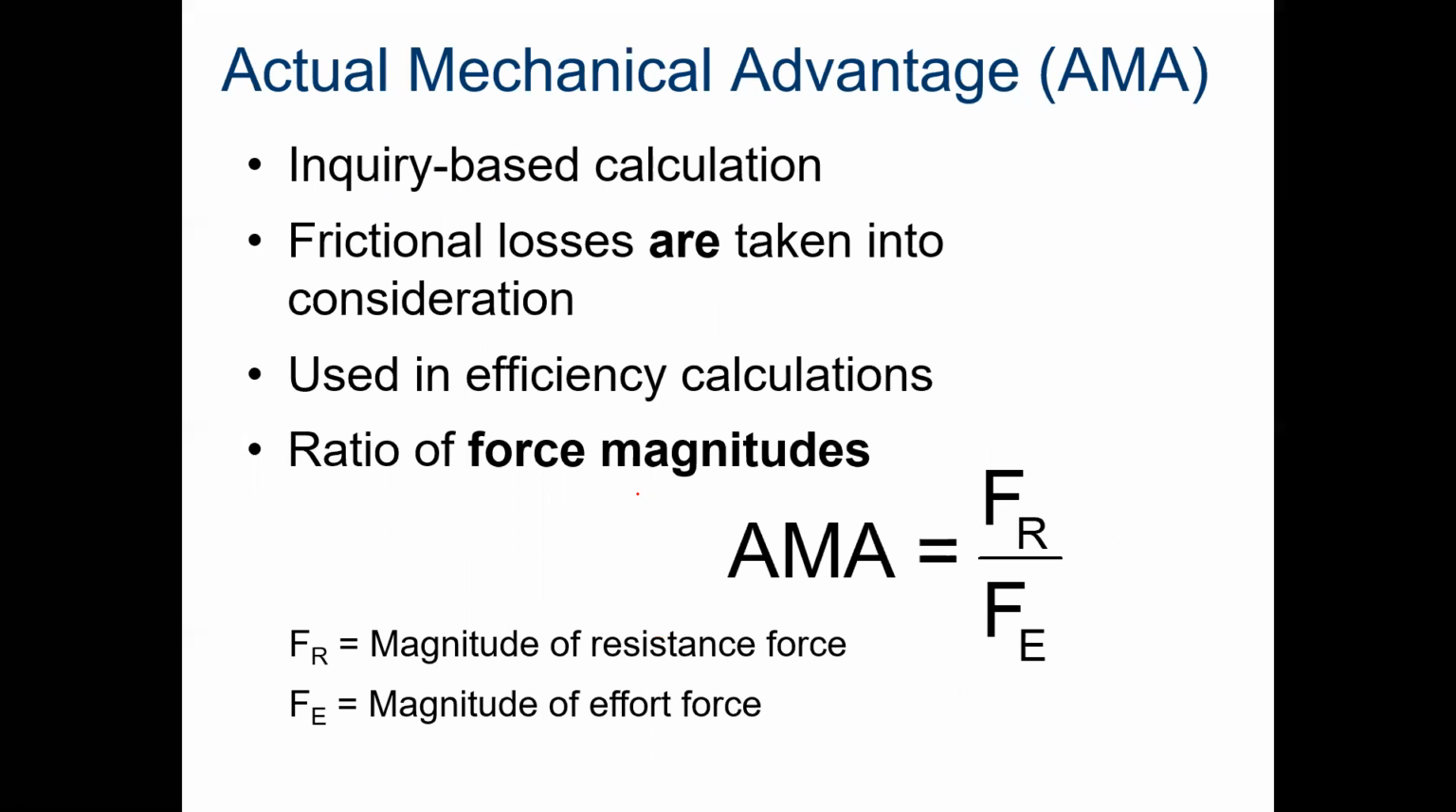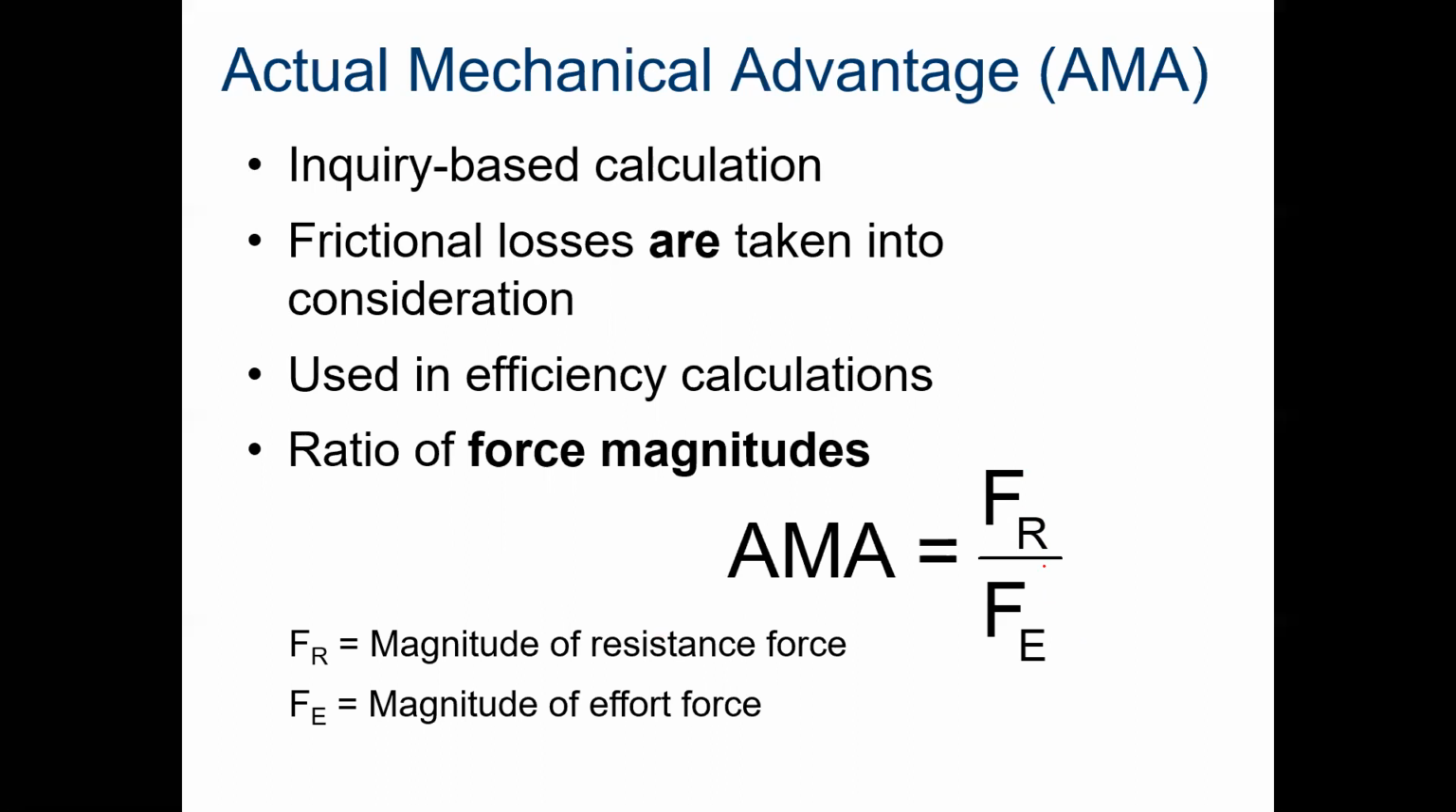AMA is the other type of mechanical advantage we worry about, and that's when we are looking at what is actually happening. You worry about frictional losses, you are actually measuring forces, and you're using forces to figure out what is actually happening. So you have actual mechanical advantage. In this case, it's flipped, so that AMA is equal to FR divided by FE. So you can see that it's slightly different. Whereas before it was DE over DR, now it's FR over FE. And we'll show mathematically why that is here in just a second.